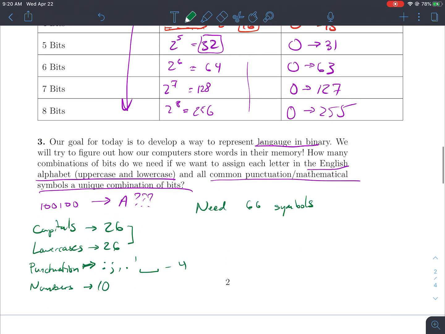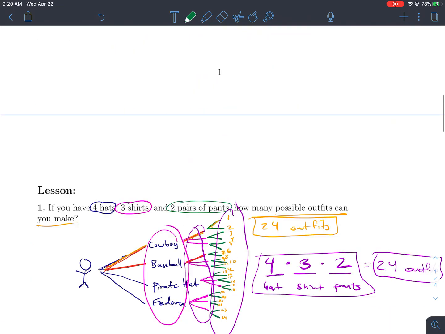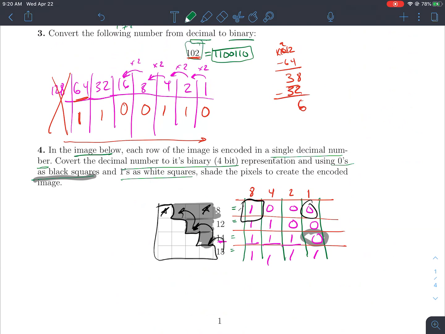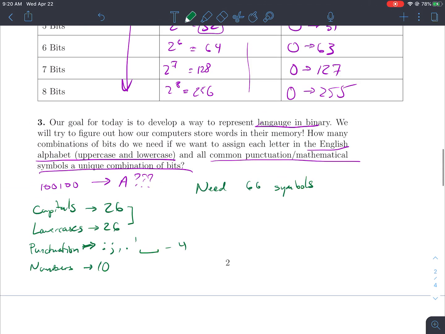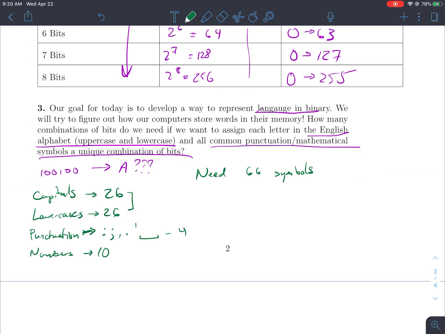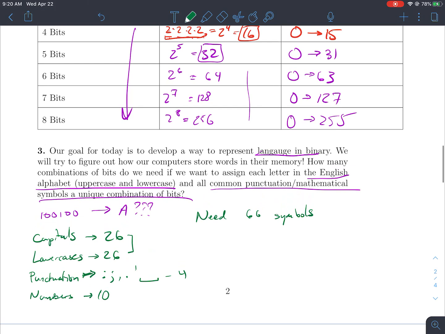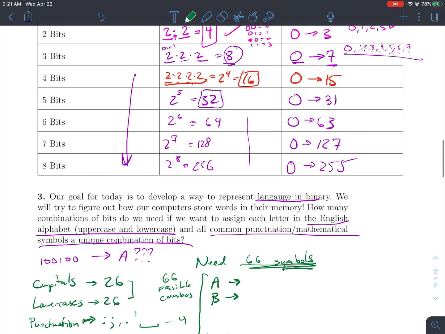So if we go to our table here, we want to come up with a new system. So we use the binary system to convert between normal numbers and binary. We want to find a system that converts between binary and letters. So looking at our table, if we want to make 66 symbols, we need to match up a combination of bits with each one of these symbols. So A will have some representation, B will need some representation, and we'll need 66 possible combinations. One for each of the symbols that we're trying to make.